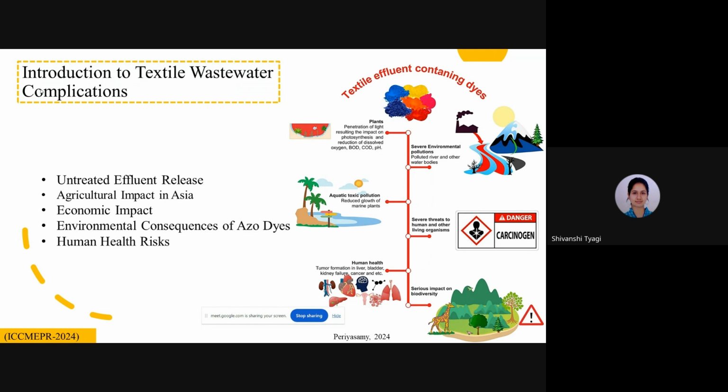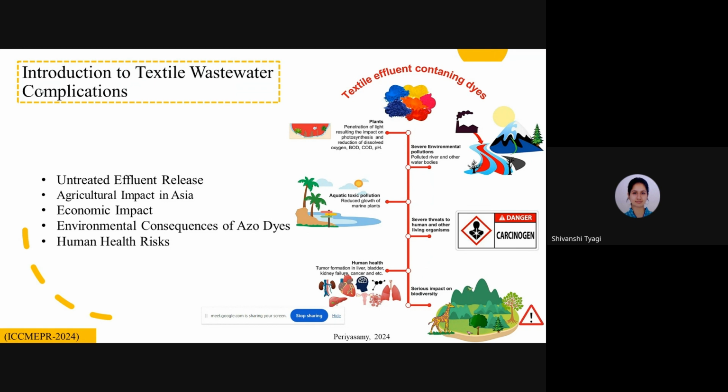Third is the economic impact. Toxic effluents for irrigation lead to decreased agriculture productivity and impact the GDP of the country. Then come the environmental consequences. The reduced light penetration into the water affects photosynthesis and the health of the aquatic plants, lowering the BOD, COD, pH, and dissolved oxygen of the water bodies.